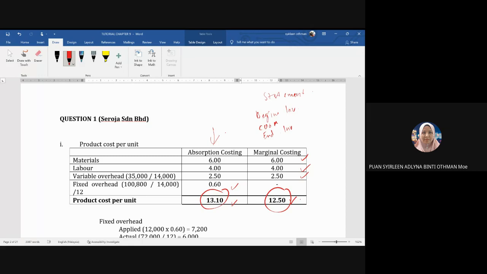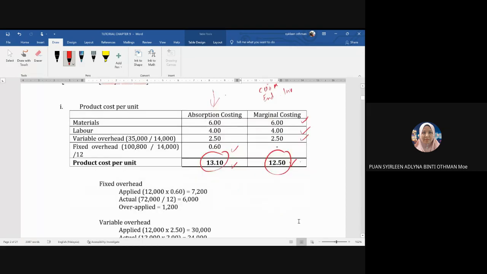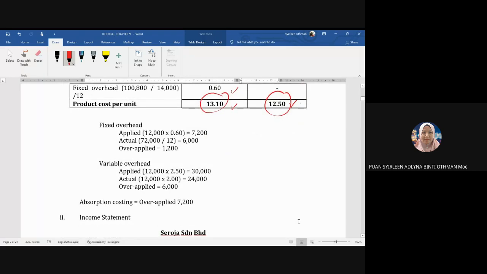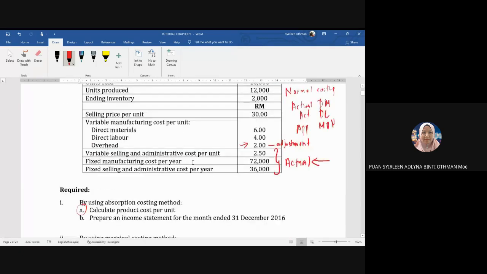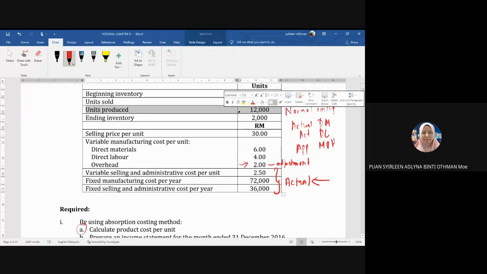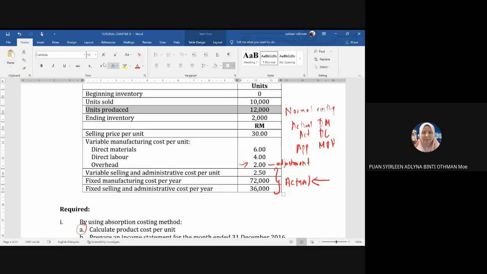Okay, so sekarang dekat sini, I am going to do adjustments. Okay, you can use either the table I showed you in the notes ataupun saya buat macam ni pun should be okay already. Okay, untuk fixed overhead, your applied ialah 12,000. Okay, kat mana madam ambil 12,000? Okay, 12,000 ni ialah yang unit produce, untuk kita kira kita punya costing lah. So 12,000 ni adalah actual unit produce.